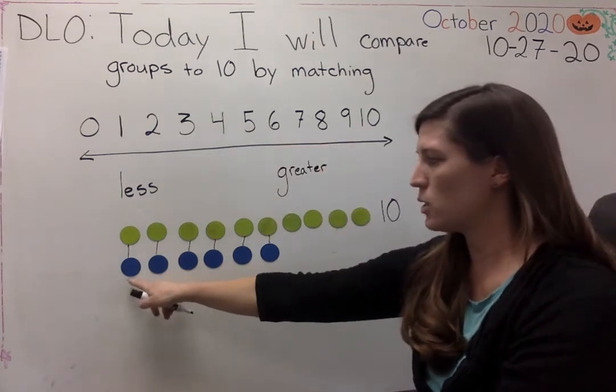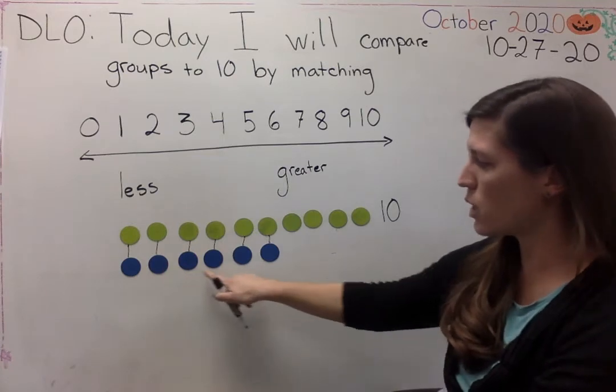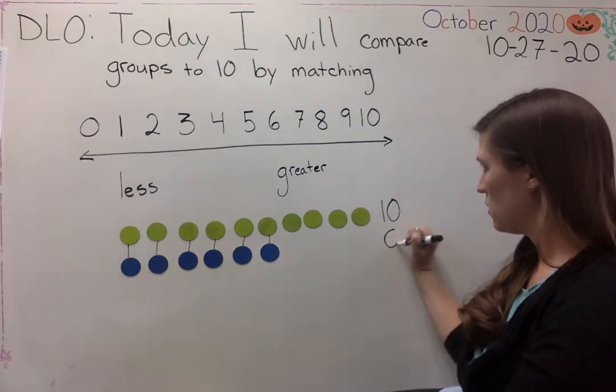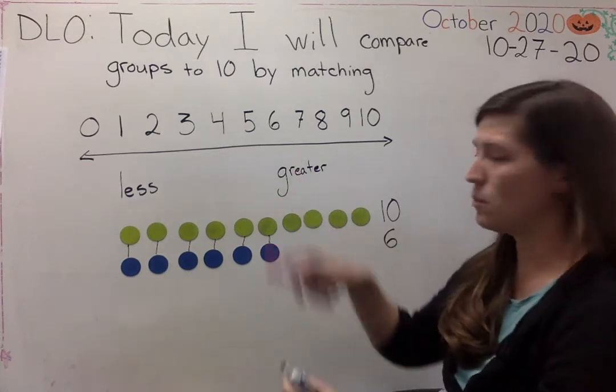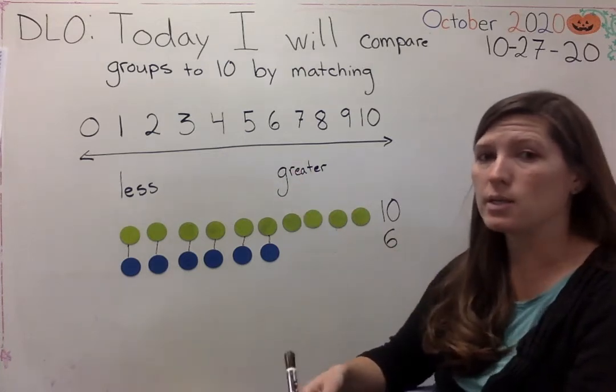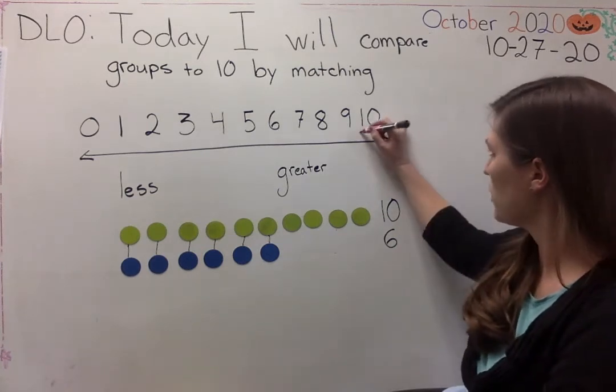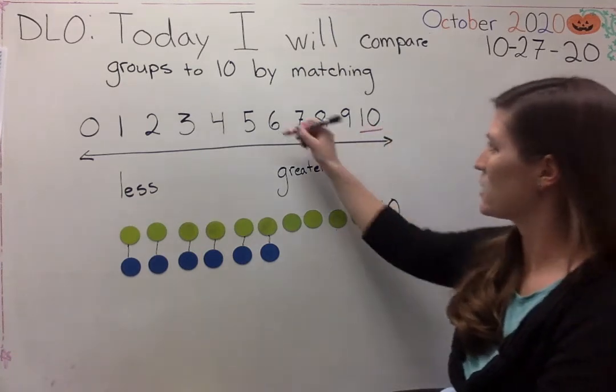Let's count my blue ones. 1, 2, 3, 4, 5, 6. Now I'm going to mark it on my line because I want to see which one is less. That's what we were looking for. So I have 10 over here and 6.